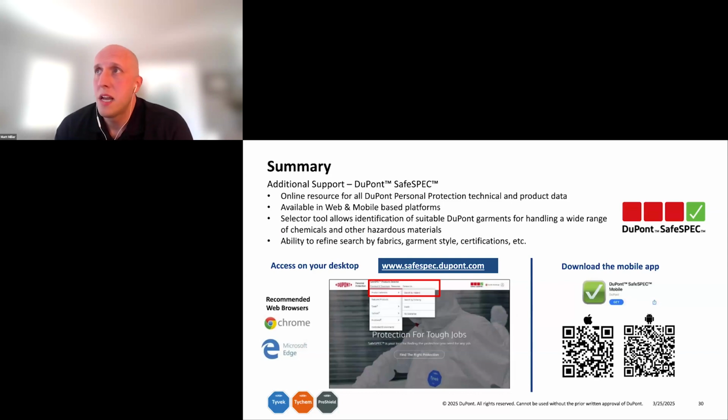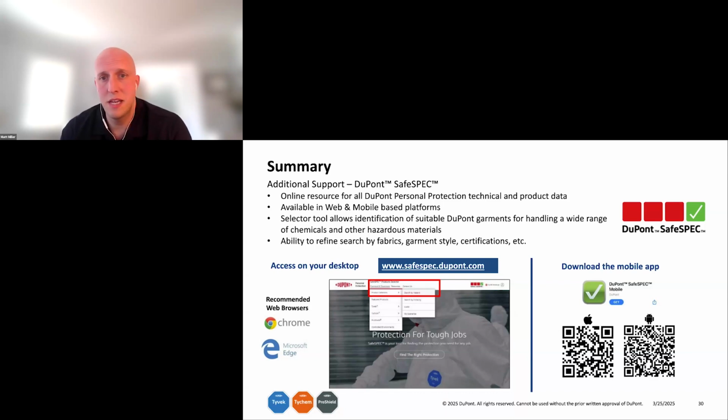So Dan brought it up a second ago when he mentioned SafeSpec, and I was talking about our levels of protection against certain chemical challenges. So what I was referring to is this. It's our DuPont SafeSpec database. This is available on desktop. It's also available on mobile app as well.